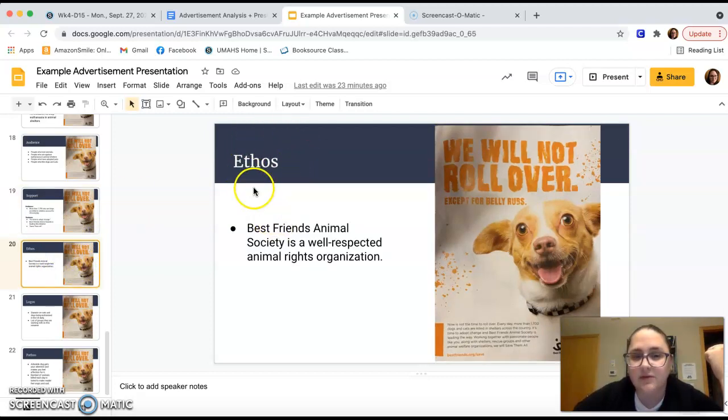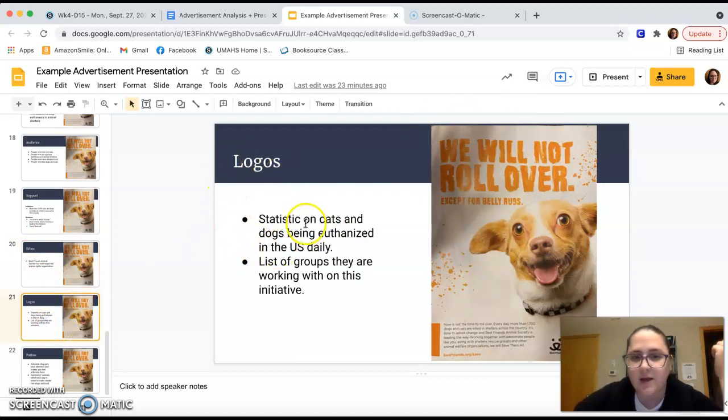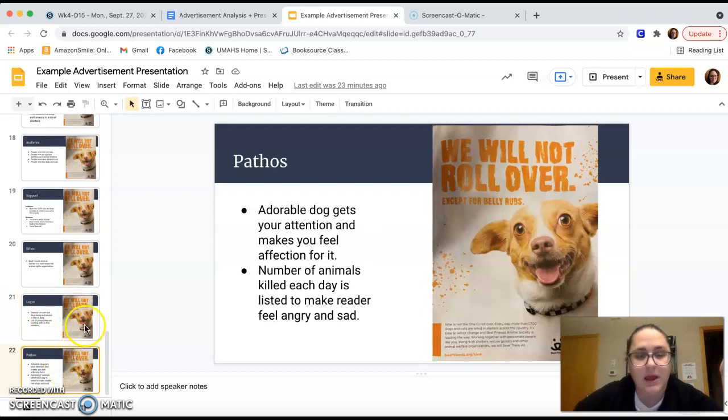So then you can see I have ethos here. And we know Best Friends Animal Society is a well-respected animal rights organization. That's the ethos being utilized here. Otherwise, there's not really much beyond that. Logos, they're using that statistic on cats and dogs being euthanized in the US daily. And then they list the groups that they're working with on this initiative in an attempt to make it look like it's a large group of people. And then pathos. So we get this adorable dog. He gets your attention and makes you feel affection for it. And then the listing of the number of animals killed each day is intended to make the reader feel angry and sad.